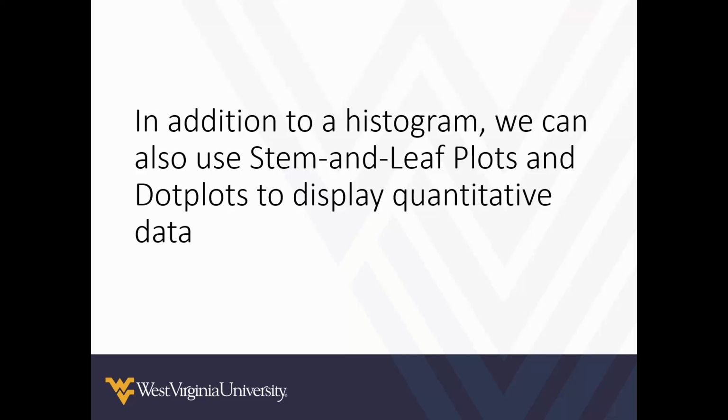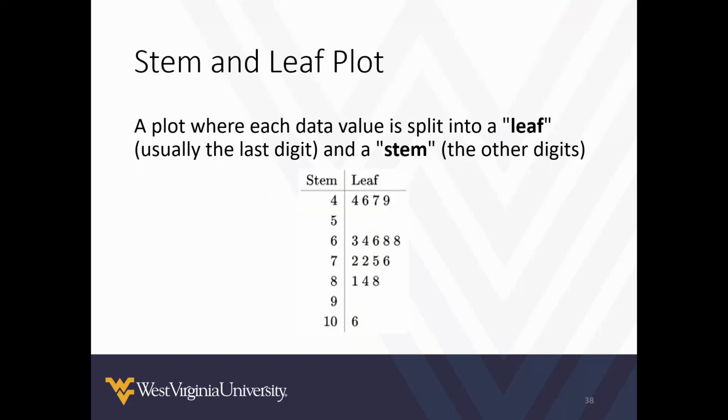So in addition to histograms, there are other graphical displays we can use with quantitative data. 2 of the most common ones are stem and leaf plots and dot plots. Here's an example of a stem and leaf plot. This is kind of a unique plot where each data value is split into a leaf, which is usually the last digit of a value, and the stem, which corresponds to the other digits.